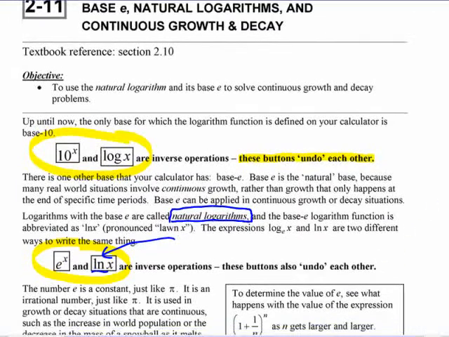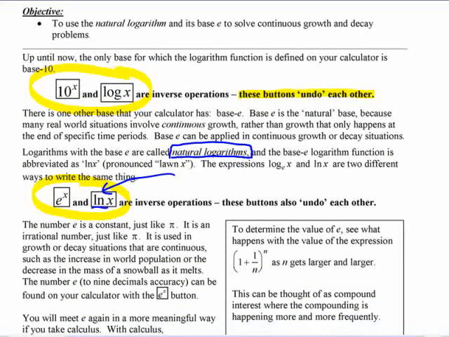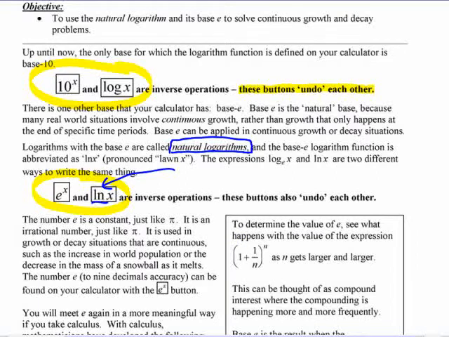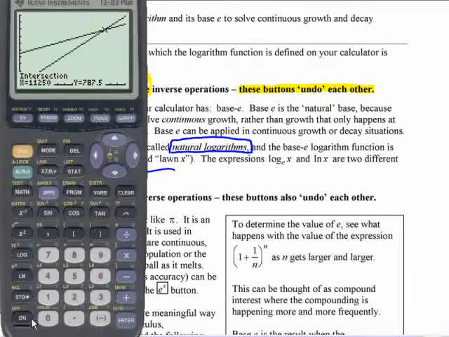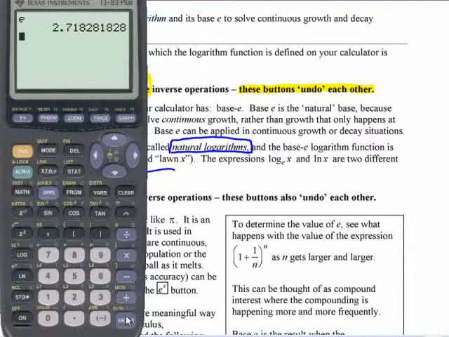It's a number just like pi. It's an irrational number. If you go to your calculator, you can see what it is, because you have a button right below here. You have the natural log button, and you have e to the x. You actually have an e over here if you just want the number e without the to the power of something. So if you do that, e is this number right here.